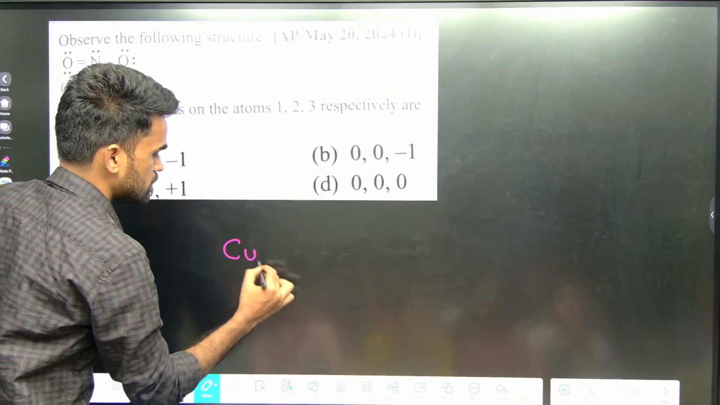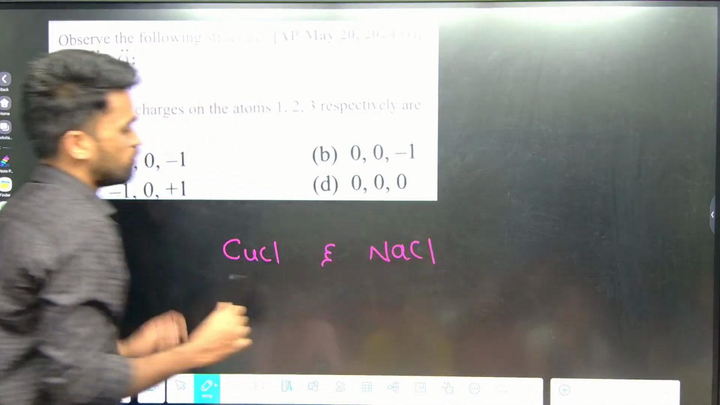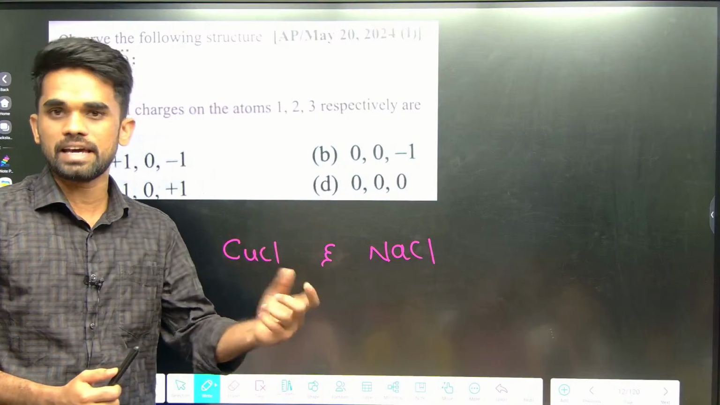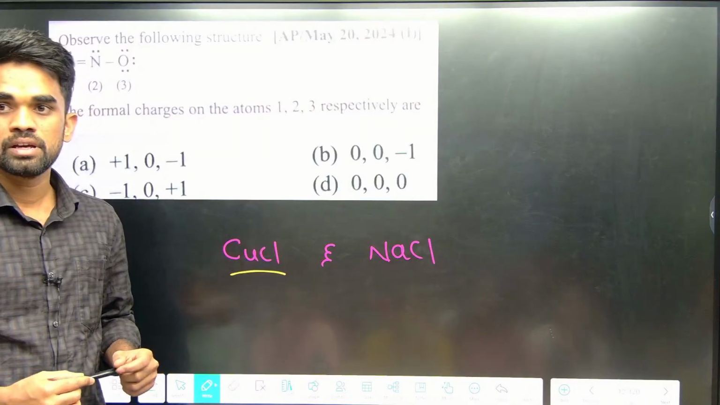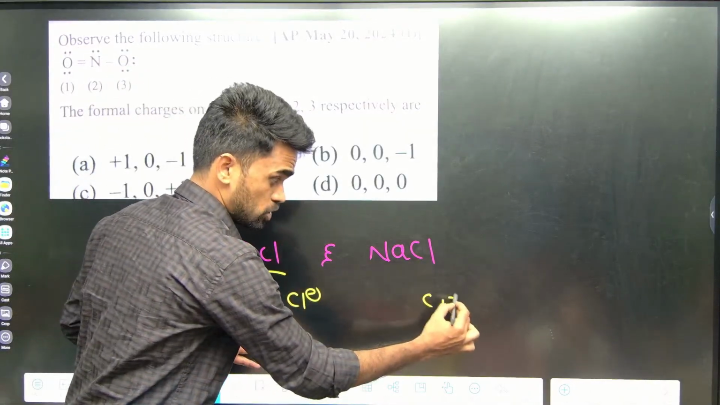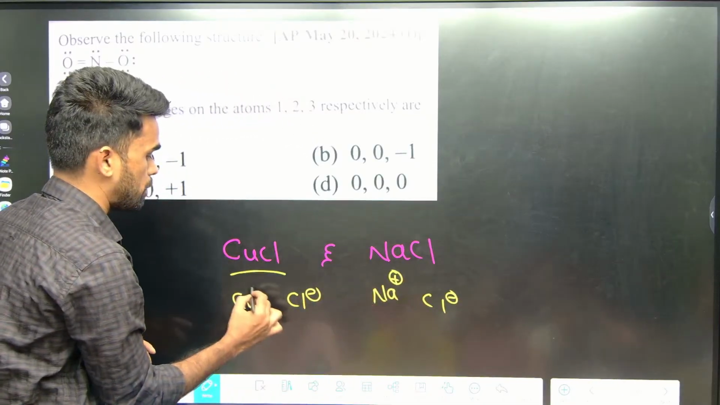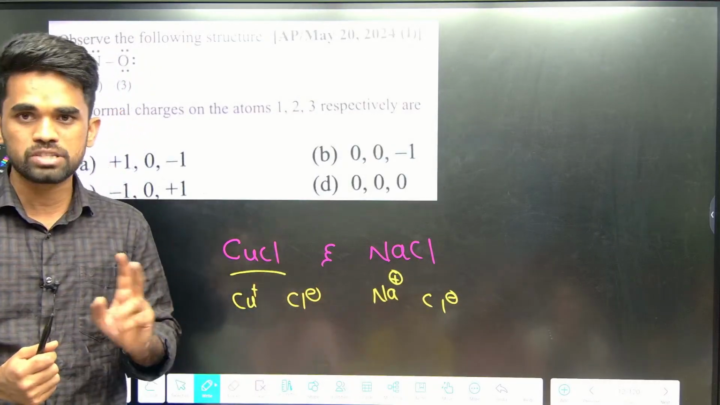Just take CuCl and NaCl. From these 2 compounds, tell me which has more covalent character, I am asking. CuCl. How are you answering this? See, here the anion is chloride ion, here also chloride ion, but the cation here is sodium cation and here it is copper plus ion. Now out of these 2 cations, how can we decide? Both of them have the same charge.